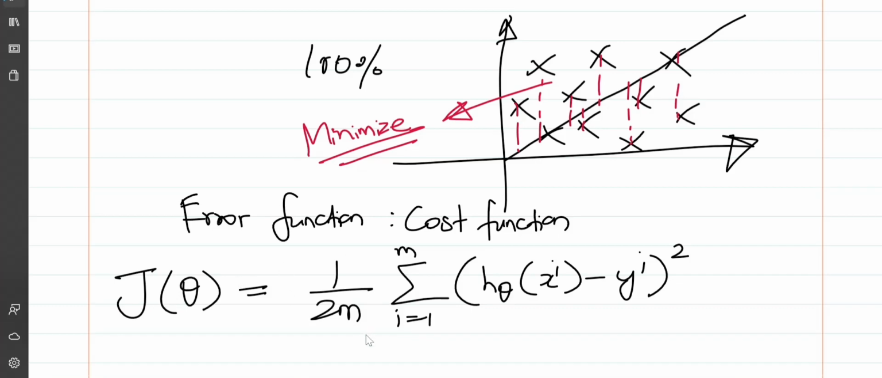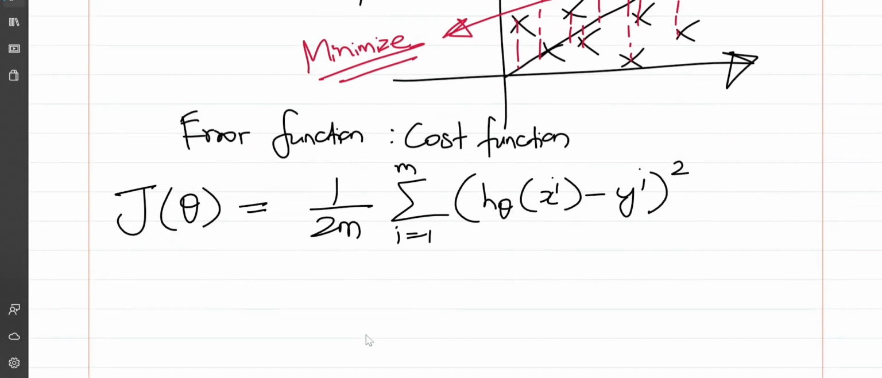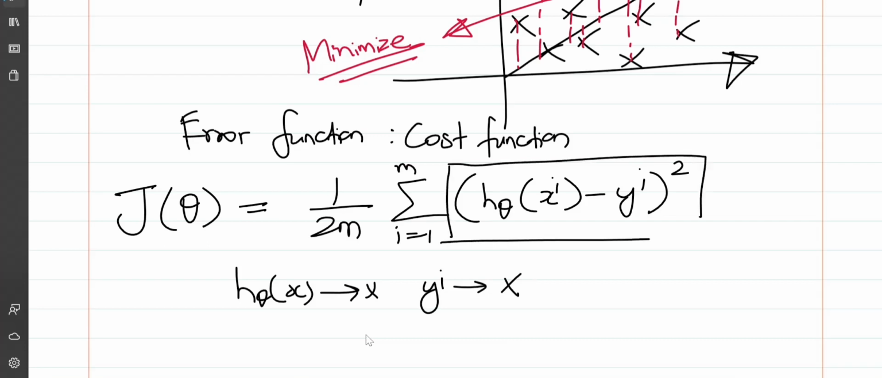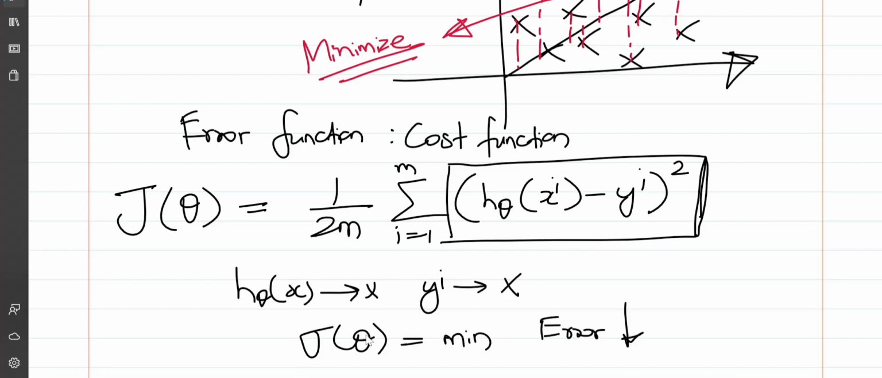That is the slope of the line, and it is summed over the difference of the distances between these two. As we can see, h theta of x will give us the x coordinate, and y i will give us the y coordinate. And some coordinate geometry knowledge from high school will tell you that this is somehow related to the distance. And what it basically means is that J of theta should be as minimum as possible so that the error reduces. And that is the main goal of our model.